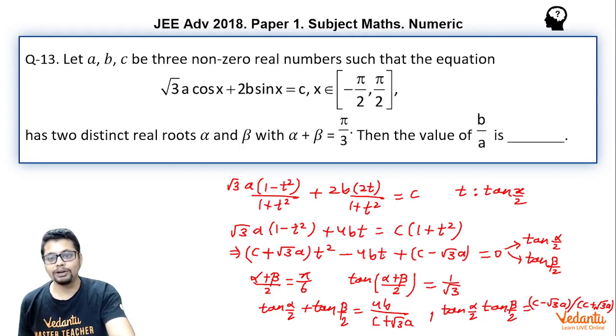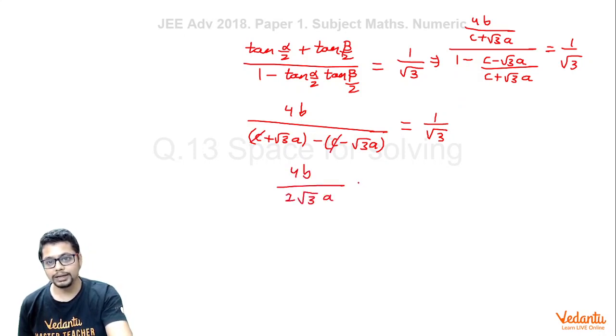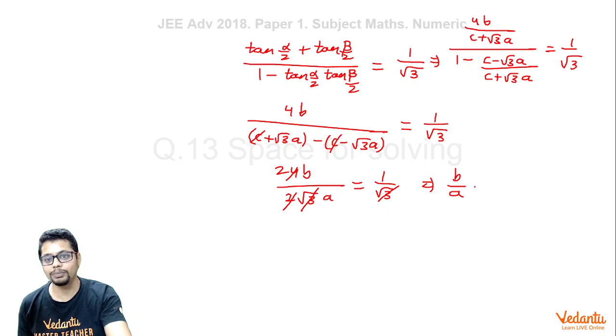Upon expanding tan of alpha plus beta by 2, as per the formula tan alpha by 2 plus tan beta by 2 divided by 1 minus tan alpha by 2 tan beta by 2, and then using sum of roots and product of roots, we essentially get this upon rearrangement. Now here c gets cancelled out, and what I get is 4b by 2 root 3a is equal to 1 by root 3. Root 3 cancels out, 2 cancels out, and the expression that we want, b by a, turns out to be half, and that's my answer.